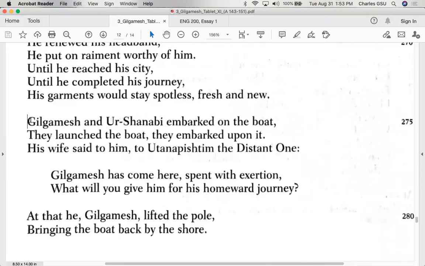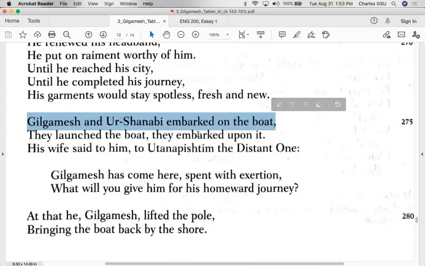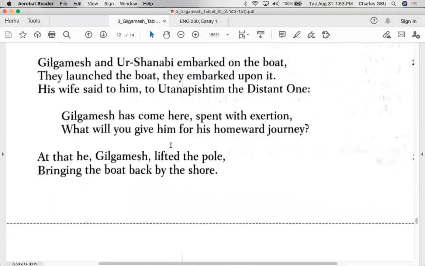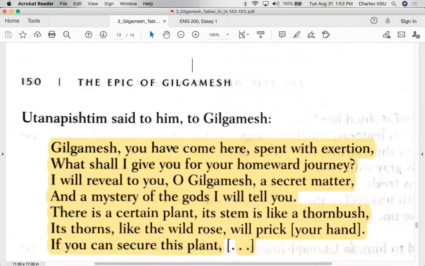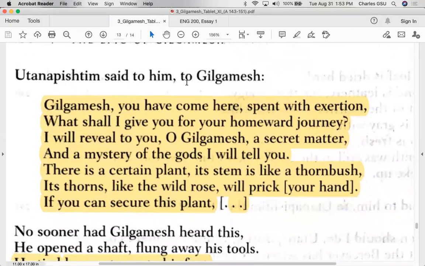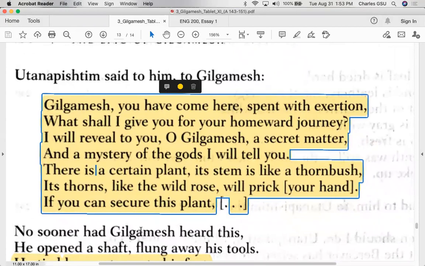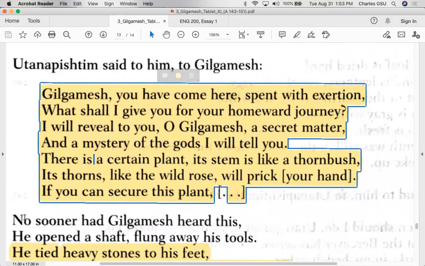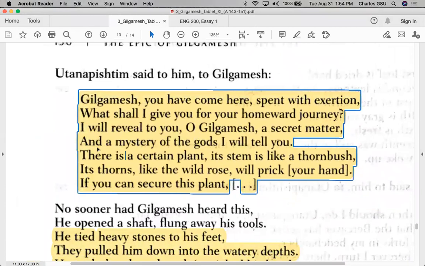All right, so Gilgamesh and Ur-Sanami embarked on the boat, right? So Ur-Sanami is basically a ferryman carrying Gilgamesh. And Uttanapishtim said to him again, Gilgamesh, you have come here spent with exertion. What shall I give you for your homeward journey? I will reveal to you, O Gilgamesh, a secret matter. So yet another mystery of the gods. And a mystery of the gods I will tell you.